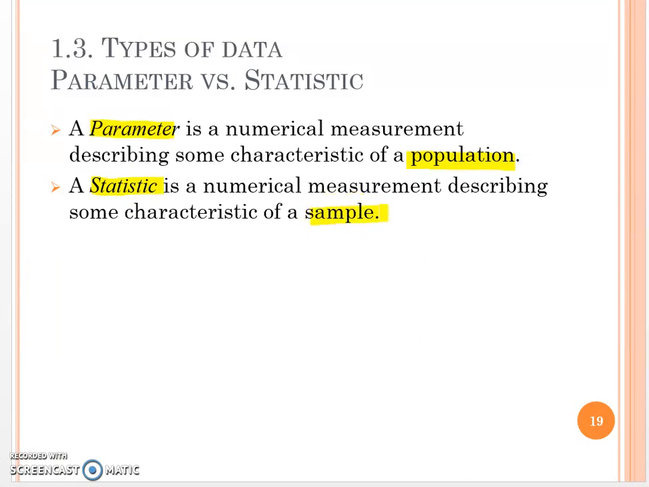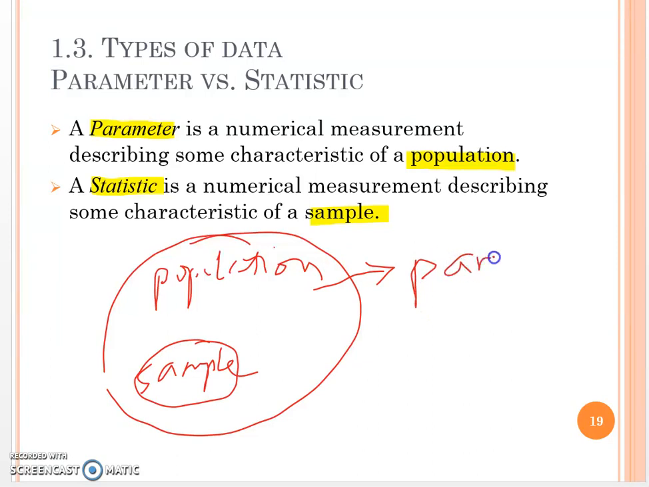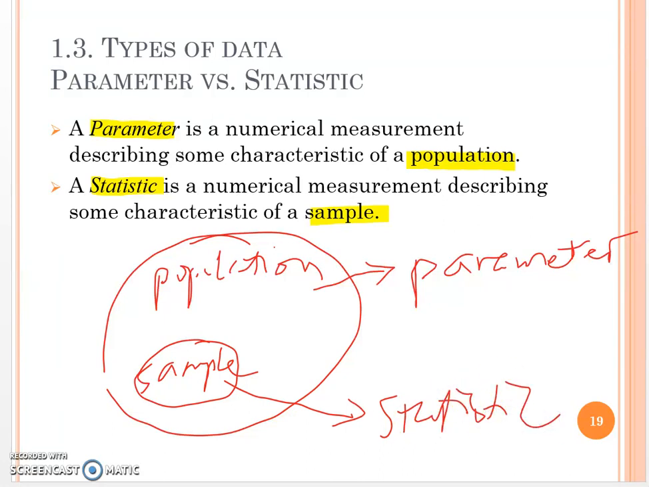So we're going to use the Venn diagram that we used before to show the difference between the parameter and statistic. Here is the population, and here is the sample taken from the population, hopefully to be representative. From the population, you can get some numbers. Those numbers are called parameter. For a sample, you can also get some numerical measurements or numbers. Those are called statistic.